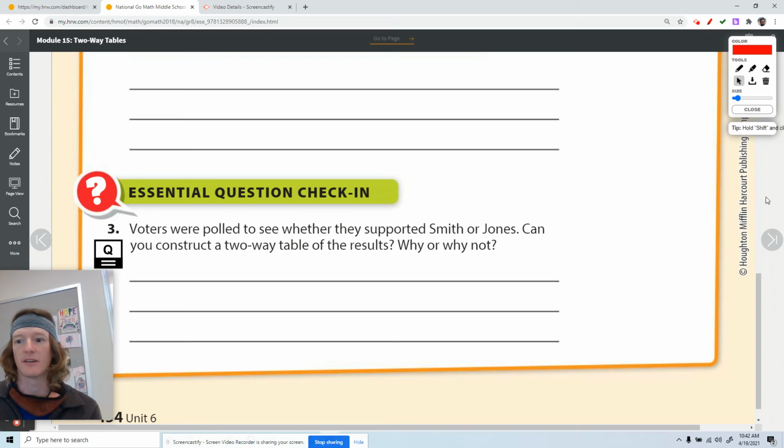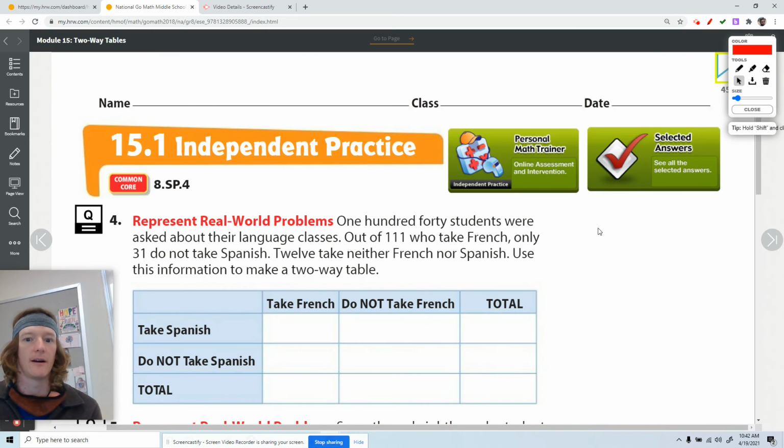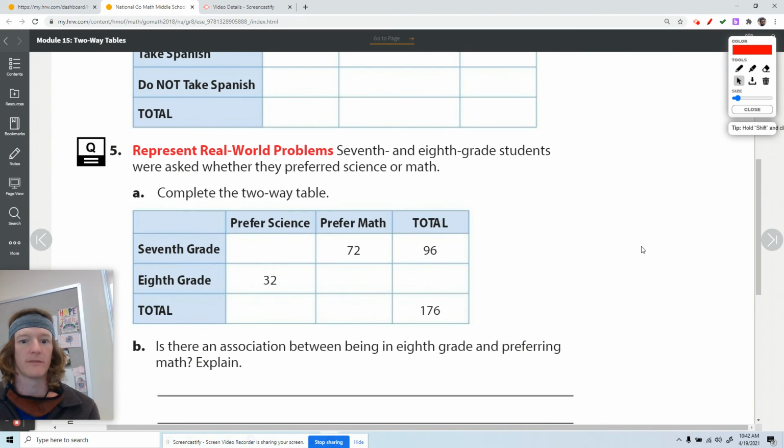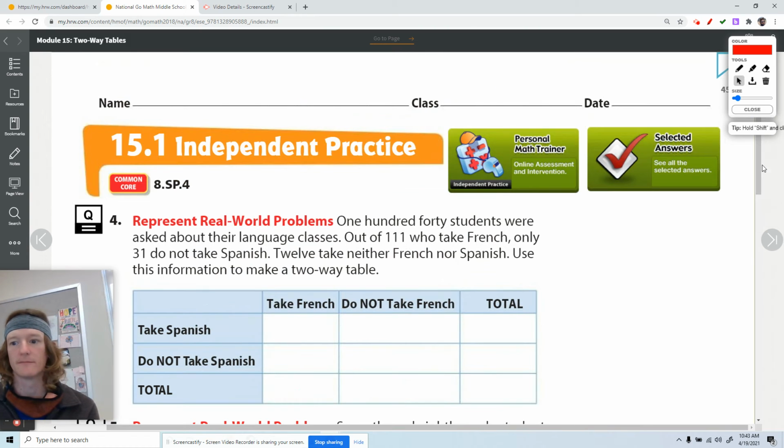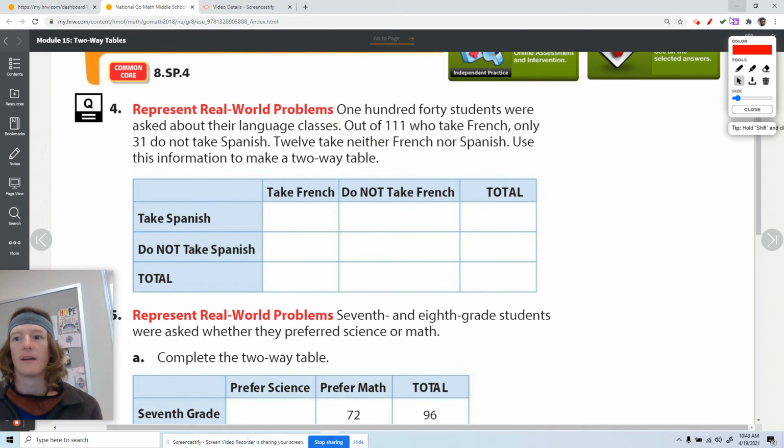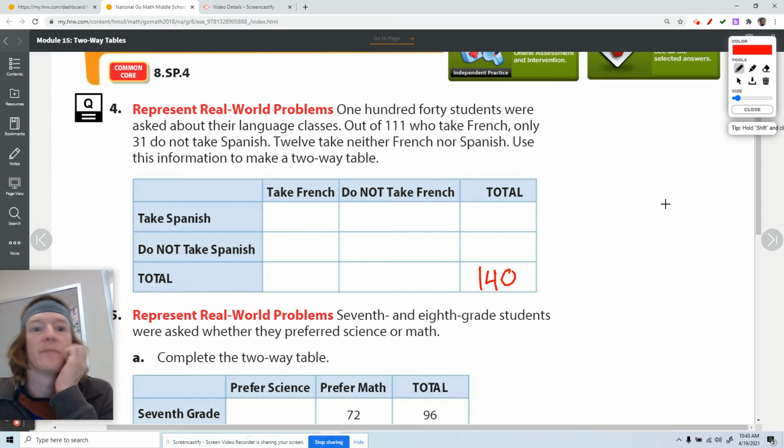Let's take a peek at what the next page looks like. Let's do number 4 and 5, and then we'll probably wrap it up. So number 4, represent real-world problems. 140 students were asked. Okay, so 140 students. We got to put our total in already. Were asked about their language classes.